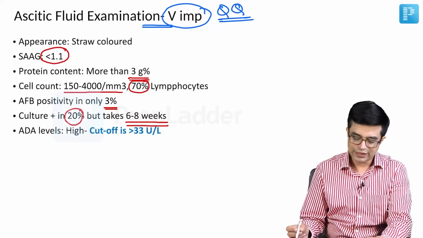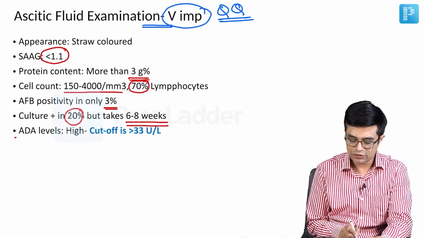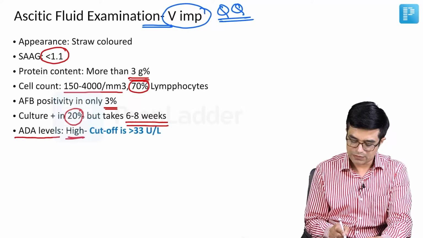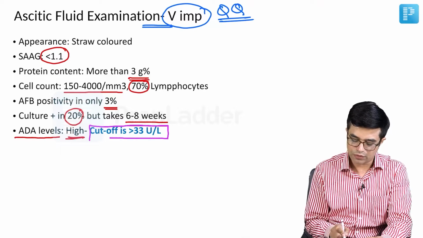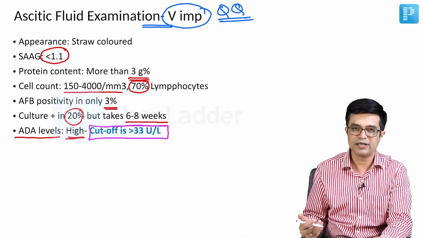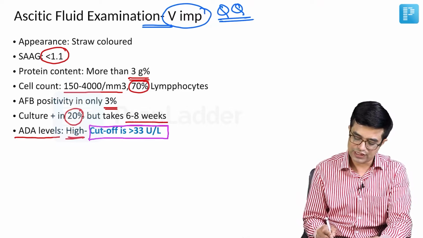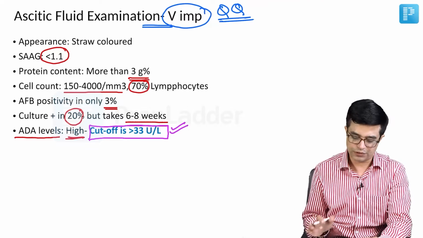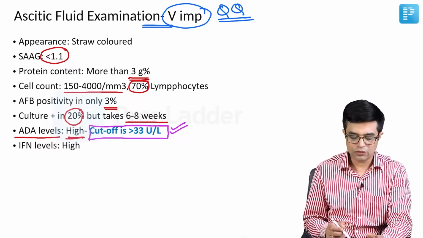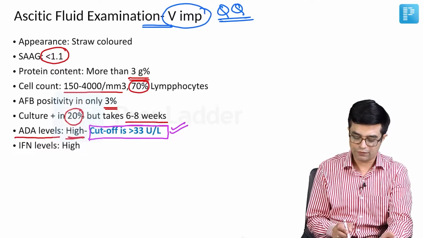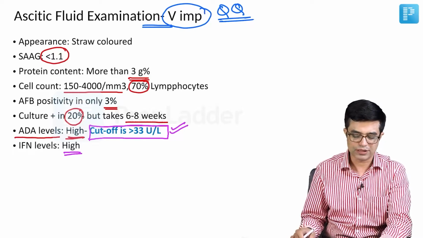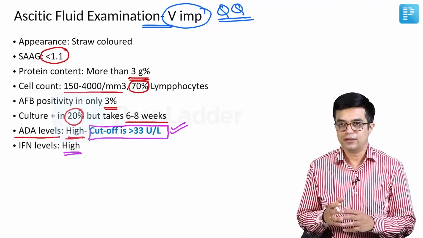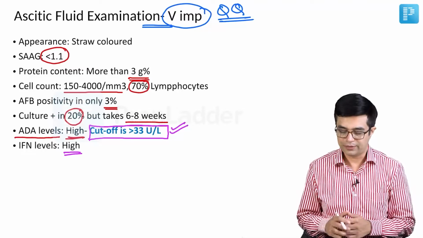Then a very important thing that we do in these patients is adenosine deaminase levels. Adenosine deaminase levels are found to be high, although they are not specific, but as a part of a group of investigations, it definitely improves the accuracy, and the cutoff used is more than 33 units per liter across post-infancy age groups. Then finally, interferon gamma levels, if you do them, will be found to be high, but they are not easily available at all places. So these are the ascitic fluid findings we find in patients with peritoneal TB, the wet variety.